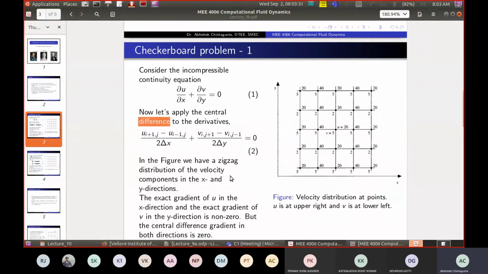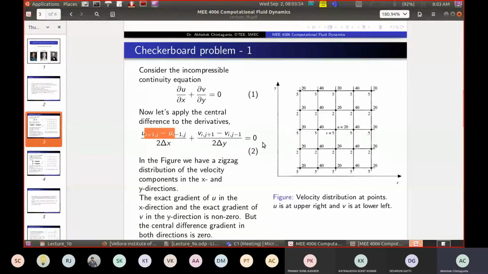We assume that if we have a zigzag-like distribution of velocity, both u and v, like 20 here, 40 here, 20 here in the x direction, and in the y direction 2, 5, 2, we are going to get 0 as our derivative. But we have a non-zero derivative. From experience, we know that the derivative at this point is non-zero. That's why there are changes in the flow field.